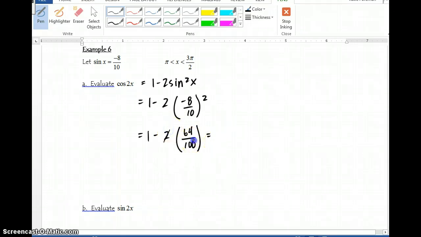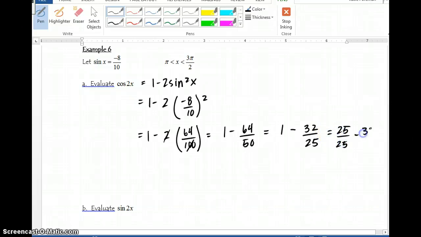I'm going to do a little bit of simplifying. So 1 minus 64 over 50. Just to help you with the common denominator, divide both of these by 2, 32 over 25. Now when I go for my common denominator, it's a little bit easier. Multiply the 1 by 25 over 25, minus 32 over 25, and my final answer would be negative 7/25.